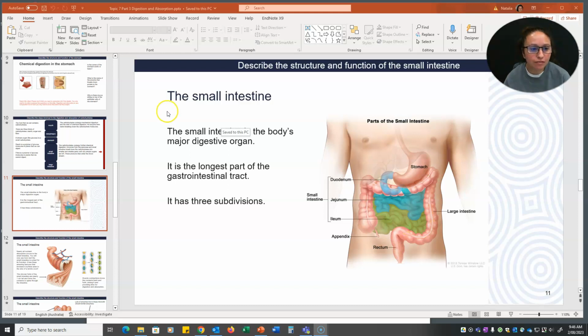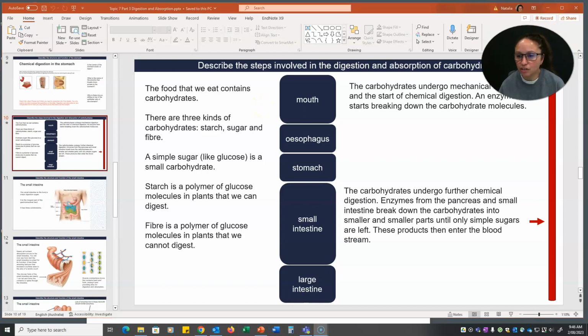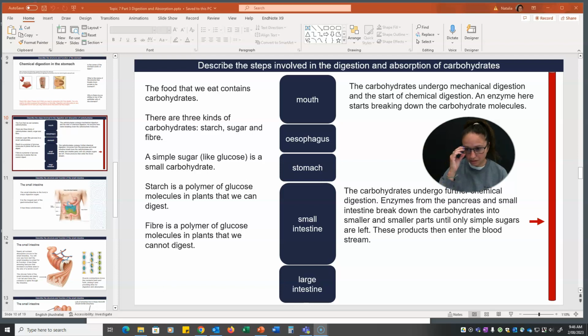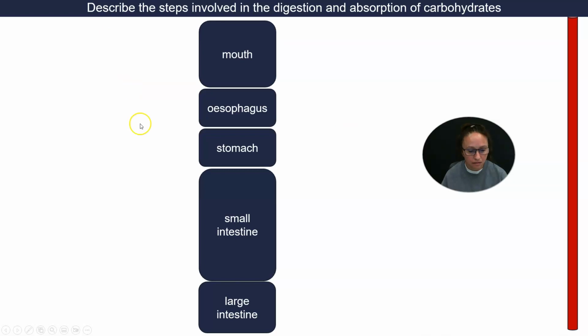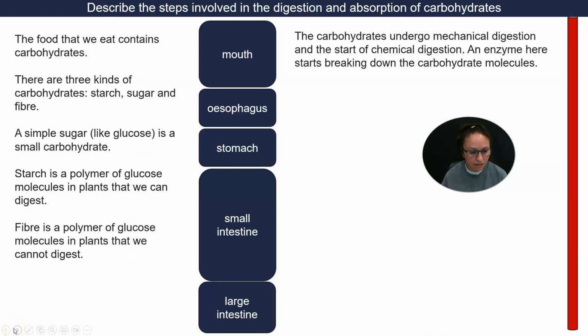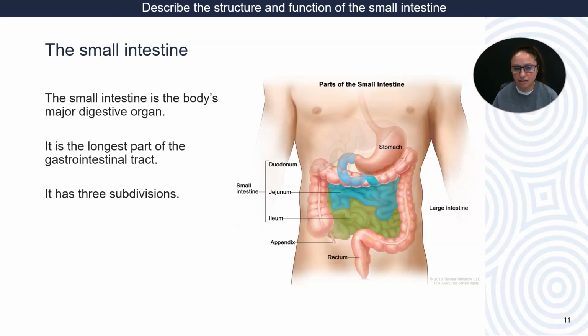I think we left off after we talked about the steps involved in the absorption of carbohydrates, where I turned myself into a potato. So I think we're up to talking about the small intestine. Okay, let's kick off there. Let's go to the next slide because we did this one. Let's talk about the small intestine.